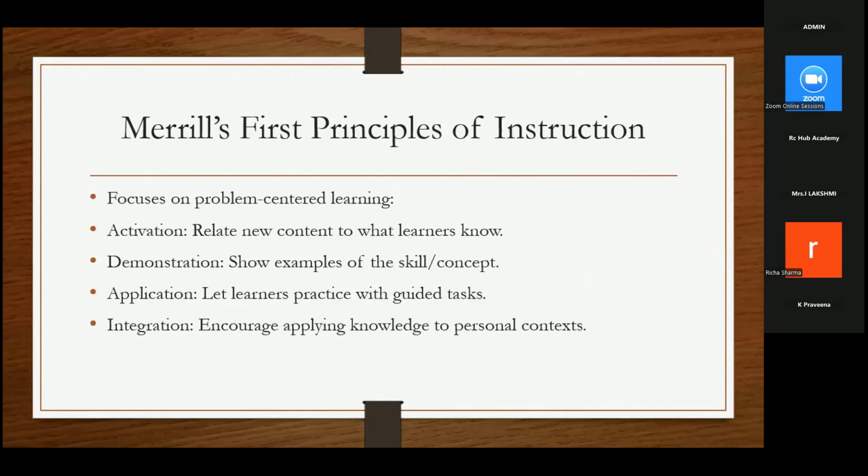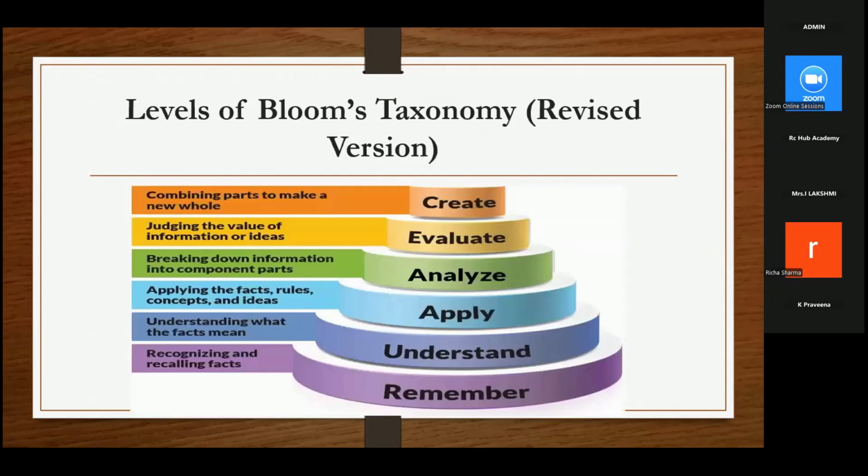It is problem-centered learning, related to the new content: what the learner should learn, and demonstration. So how the examples of the skill, and applications, and integration. Focus on problem-centered learning. This mainly focuses on problem-centered learning, activation, demonstration, application, and integration, based on Merrill's first principles of instruction in designing the framework.